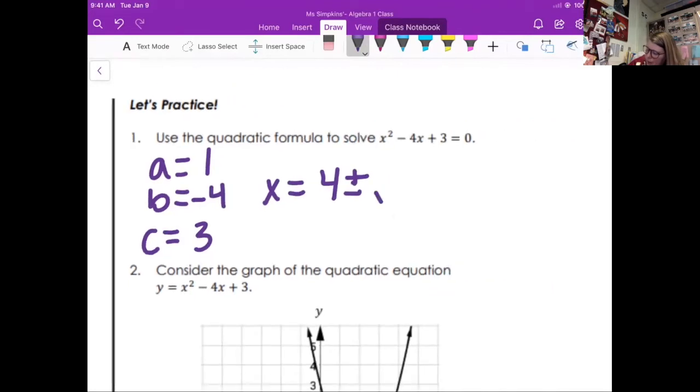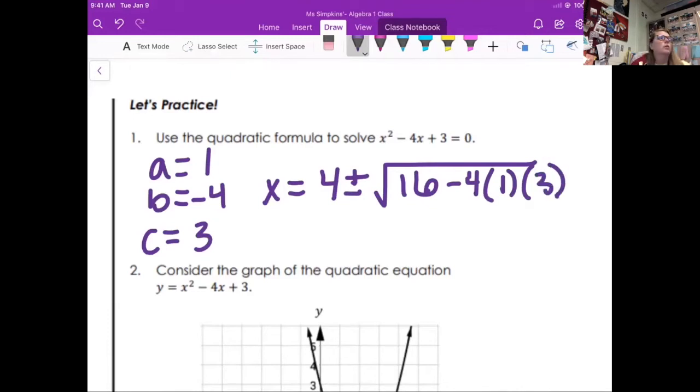the square root of B squared. Well, what's negative 4 squared? Not square root, squared, 16. Minus 4AC is the rest of that part. So 4 times A, which is 1, times C, which is 3. Any questions so far?